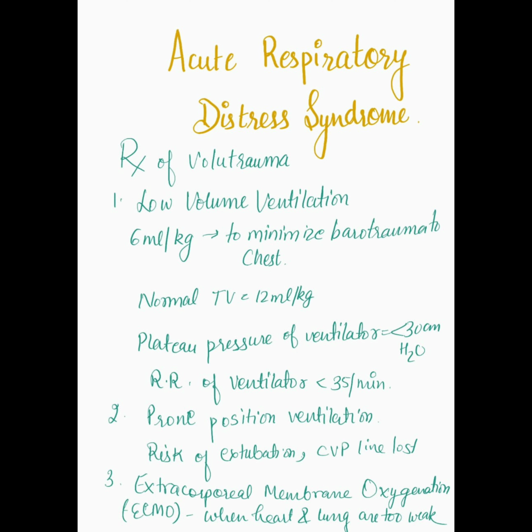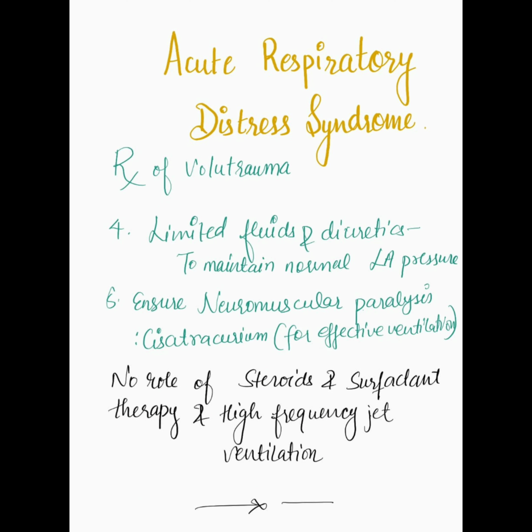Prone position ventilation can be done, but there will be a risk of extubation or the CVP line can be lost. Third is extracorporeal membrane oxygenation when heart and lung are too weak for ventilation. Fourth is limited fluid and diuretics to maintain left atrial pressure. Fifth is ensuring neuromuscular paralysis, where we can give cisatracurium for effective ventilation. And please remember, there is no role of steroids or surfactant therapy or any high frequency jet ventilation.